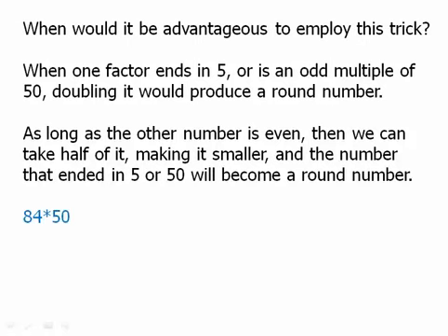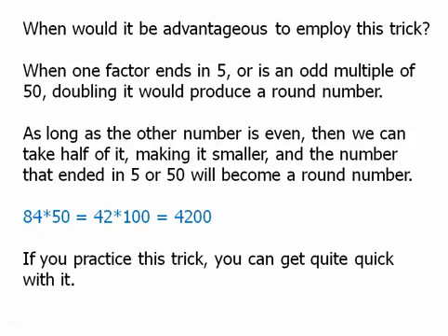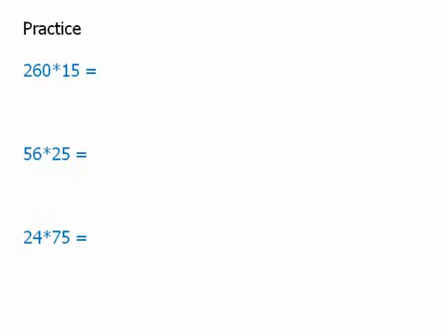So for example, if we have to do 84 times 50, well, doing that straight multiplication would be relatively challenging. Instead, what's half of 84? Obviously, half of 84 is 42. And then we'll double 50. 50 doubled is 100. Well, 42 times 100, I can do that in my head very easily. That's just 4,200. If you practice this trick, you can get quite quick with it. Here are some practice problems. Pause the video, and then we'll talk about this.